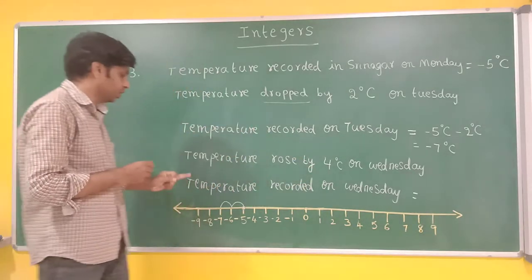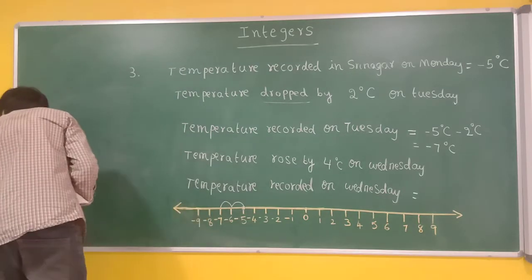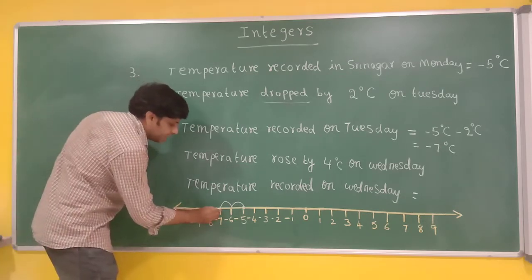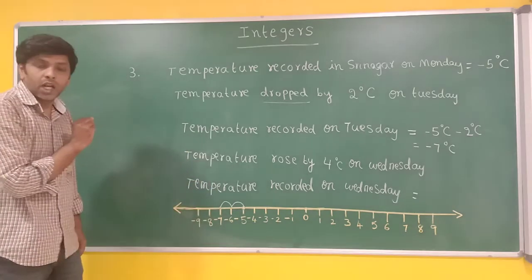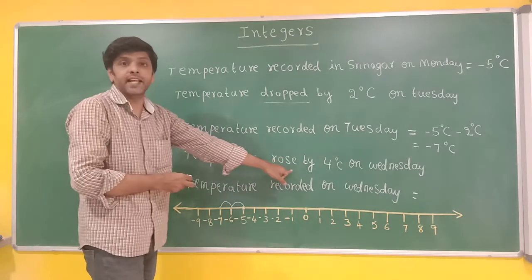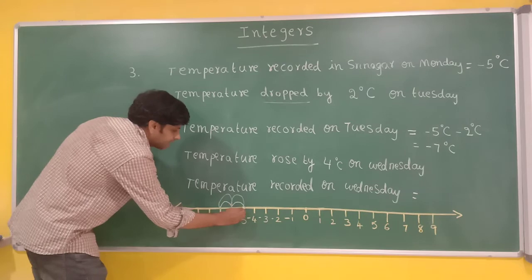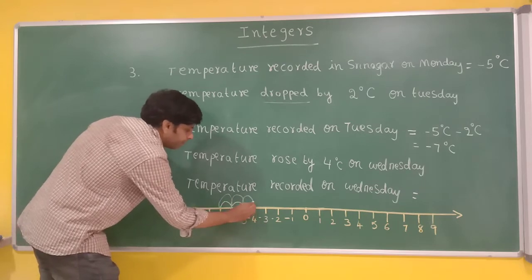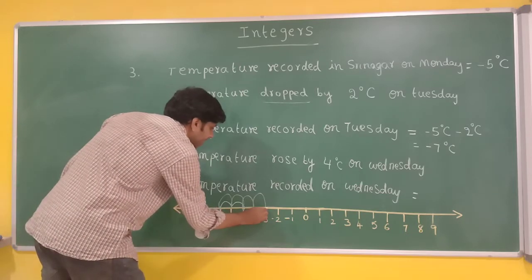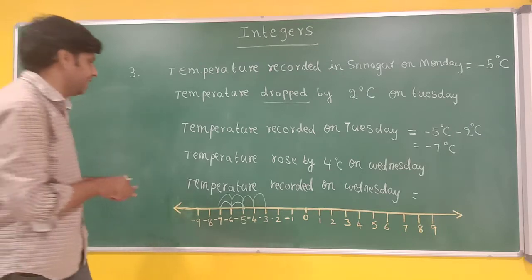4 steps. So observe carefully. I am starting from here. Tuesday. This is the temperature recorded on Tuesday. Now I should go 4 steps towards right because increasing. First step, second step, third step, fourth step. So what is the temperature recorded on Wednesday? -3.